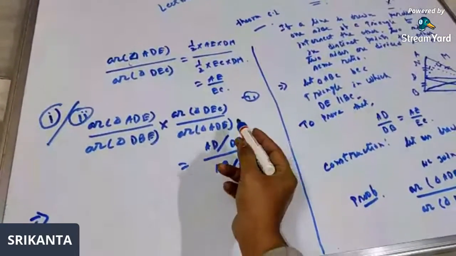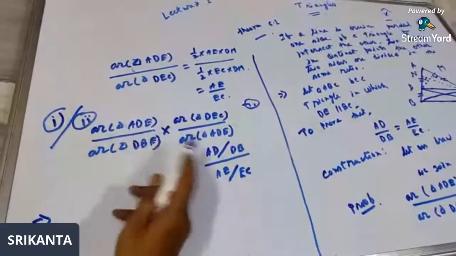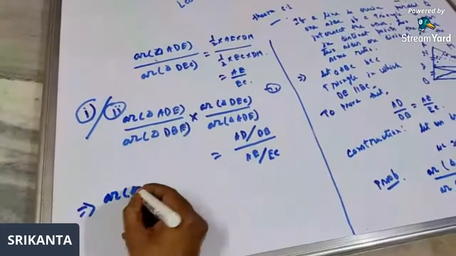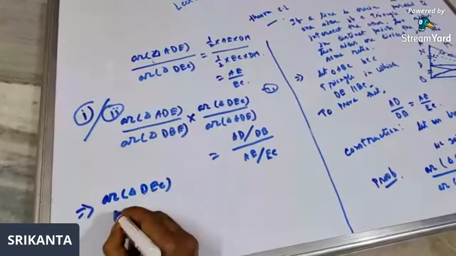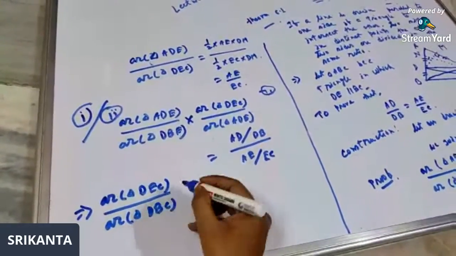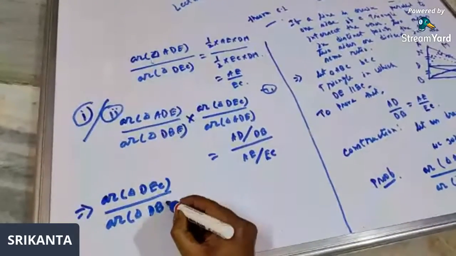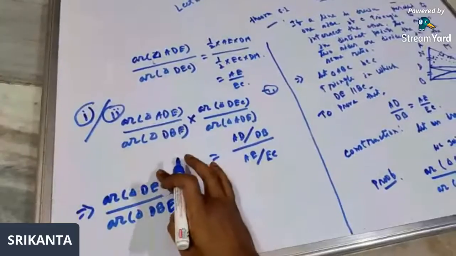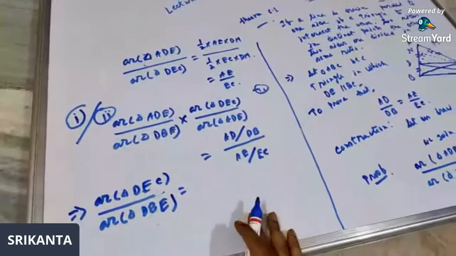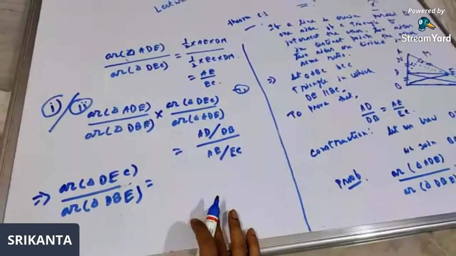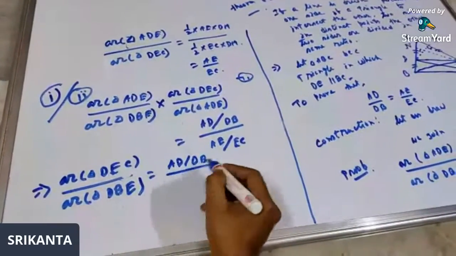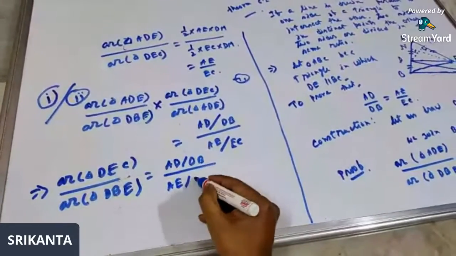This is very important. Triangle ADE cut down. Both are triangle ADE, so area of triangle ADE cut down. So what do we have in the left-hand side? Area of triangle DEC by area of triangle DBE. Okay, is equal to, whatever we have here, AD by DB unchanged, whatever we have, AE by EC.